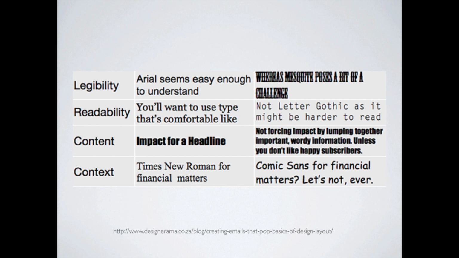Content, Impact is great for a headline, but not so much if we were putting a bunch of words together into a paragraph. And then you want to think about context. Times New Roman for financial versus Comic Sans. Right? If you turned in a big financial paper and it was written in Comic Sans, they probably wouldn't take you very seriously. And maybe that was a strategy. That would be something like Elon Musk would do just for the fun of it. Like, what do you think of this?